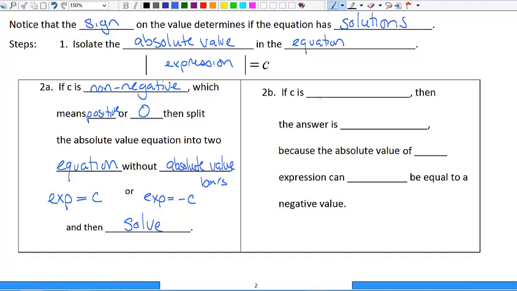Now, if C happens to be negative, then the answer is simply no solution. Once the absolute value bars are isolated, there isn't any case where you're going to get a negative number, because the absolute value of any expression can never be equal to a negative number. So let's practice these.